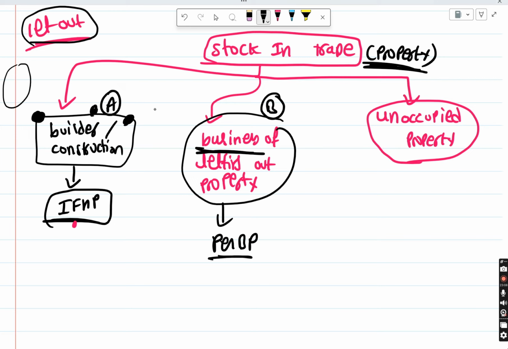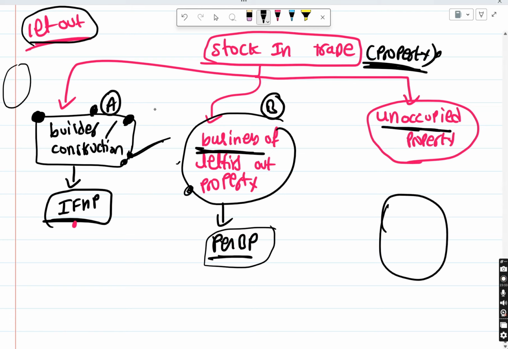So I have a building. I'm in a business, let's just say I'm a builder or constructor or business of letting out. If it is business of letting out, it will come under PGBP. So that means probably I'm a builder or constructor and I have a property, but it is unoccupied. Let's just say I have built or constructed one building. I did not give rent. It is just unoccupied. We did not do anything at all.